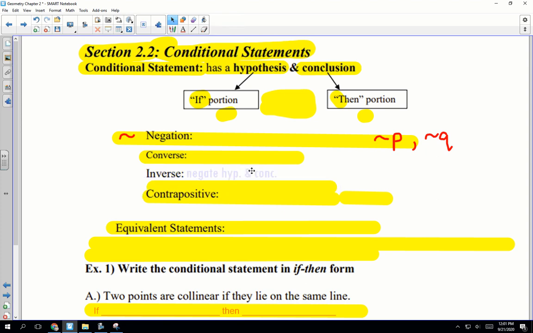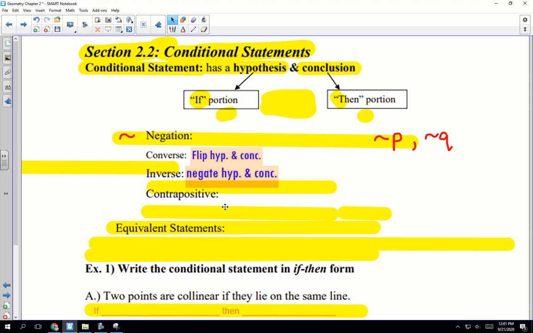So the inverse is when you negate the hypothesis and conclusion. The converse is when you flip the hypothesis and conclusion. And the contrapositive is when you do both. You flip and you negate. So we can come back here, this is why we have notes, so you're not asked to memorize it right off the bat. We use it, we grow those neurons, and then we remember it eventually.